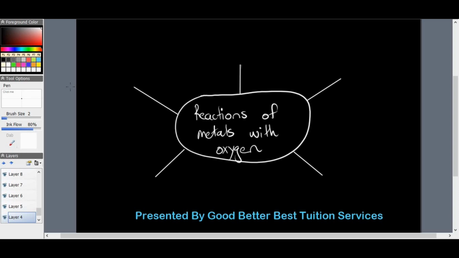Let's begin our descent into a follow-on unit of chemical reactions, under the main topic title of matter and materials. So today we have a little incomplete mind map, which I'm going to map out nicely for us in just a second, of reactions of metals with oxygen.